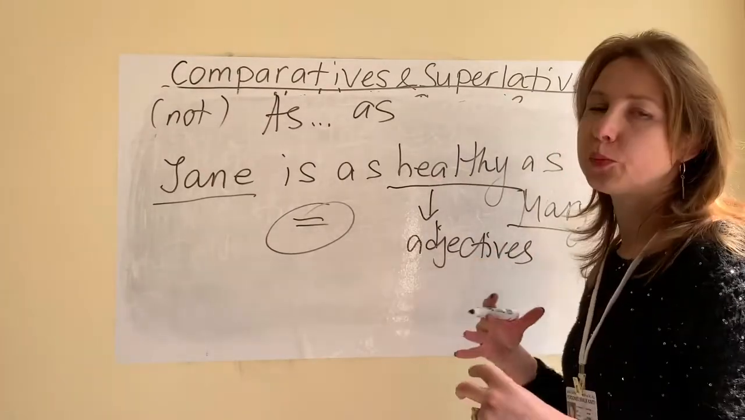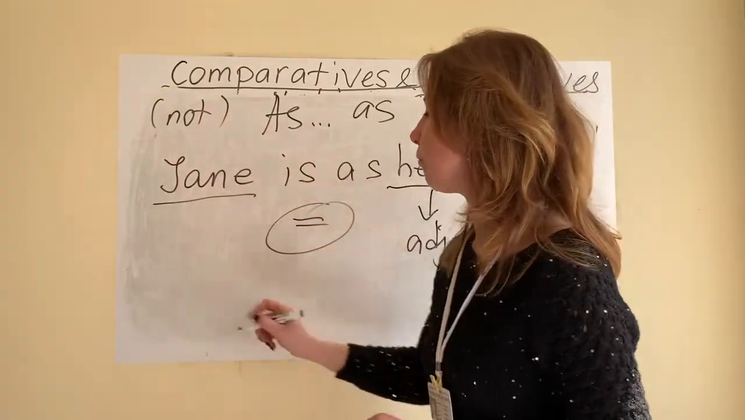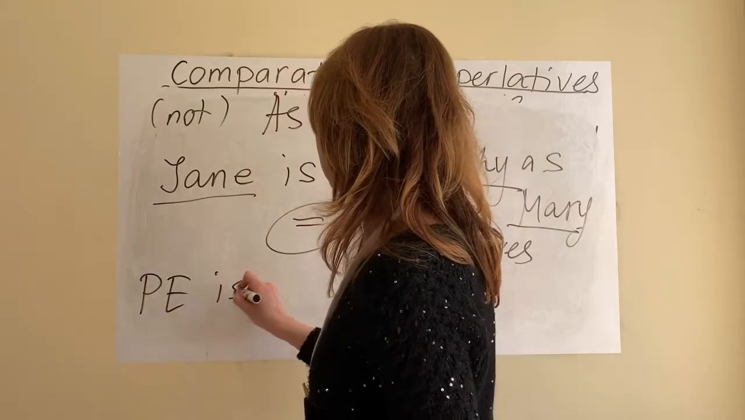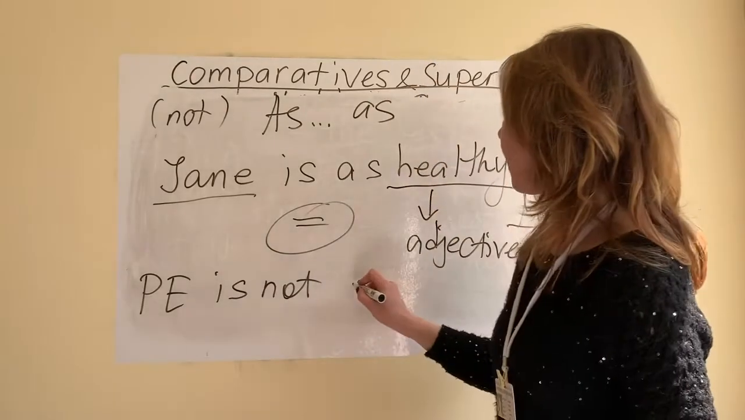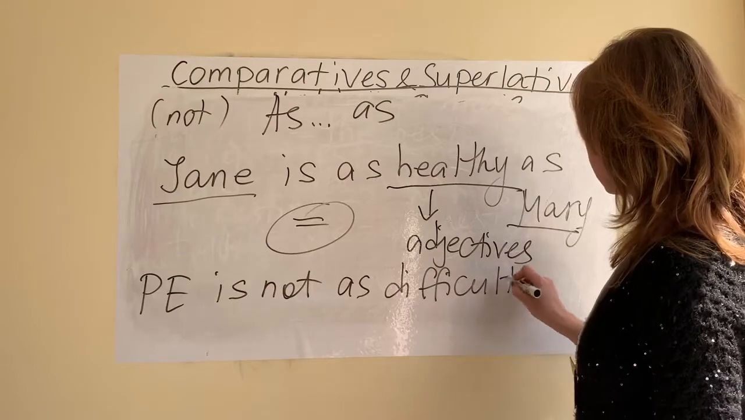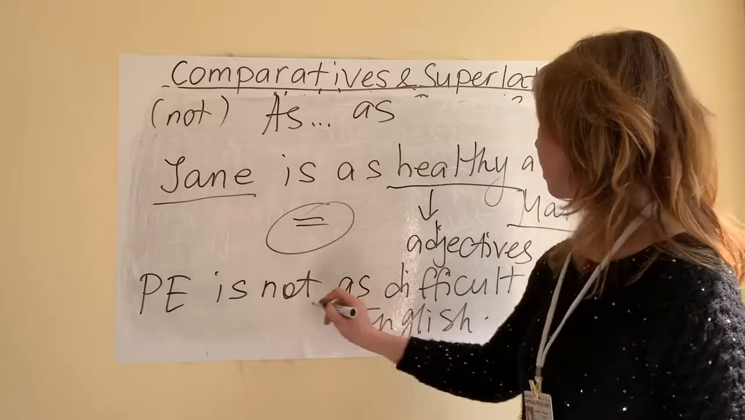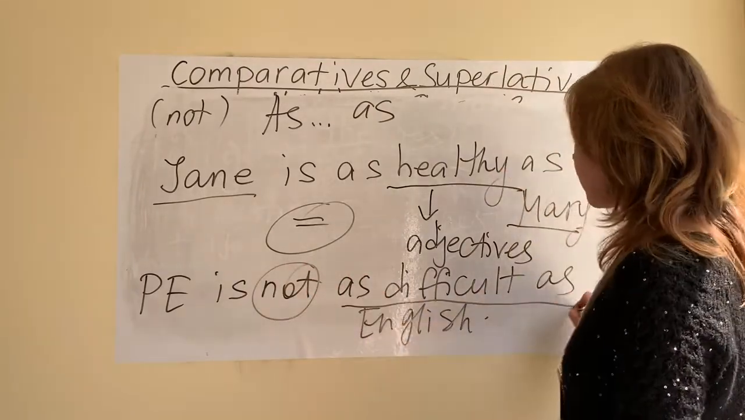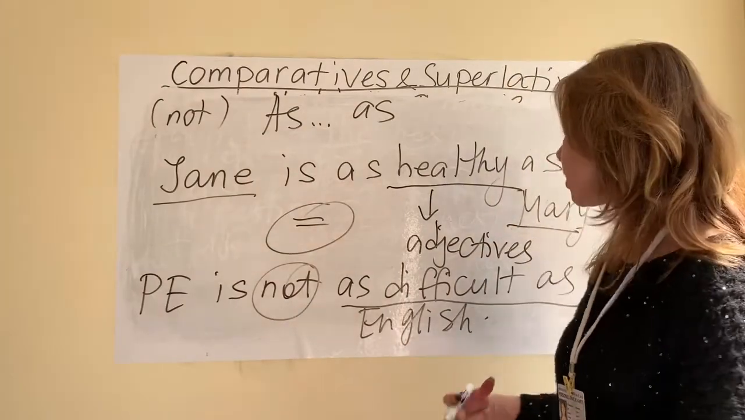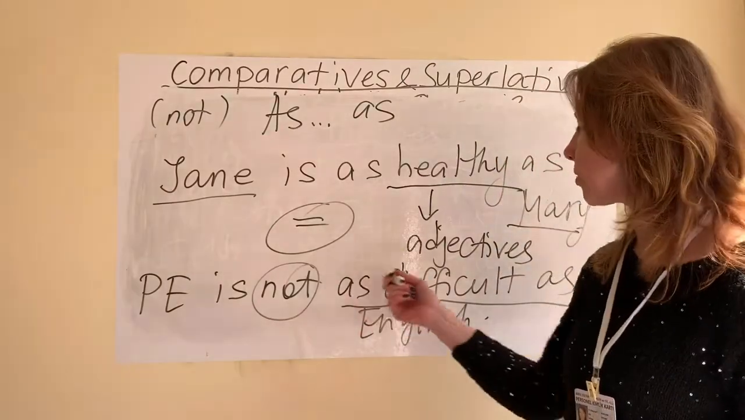If the things or people or places are not equal, we use the negative form. PE is not as difficult as English. Not as difficult as English. So we compare two subjects here, PE and English, and we see that English is more difficult. They're not equal. So we use this structure. Again, there are no endings here.